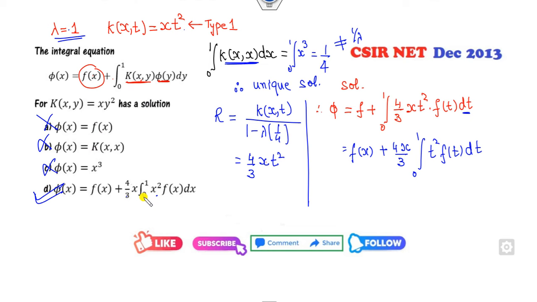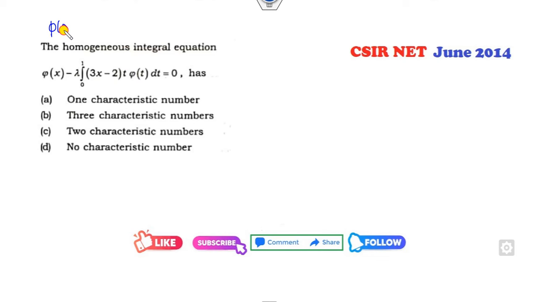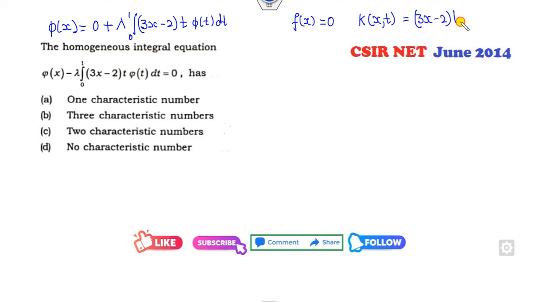Okay, the homogeneous one. Firstly, I can write this in simplified form. It should be phi(x) is 0 plus lambda times the integral of (3x minus 2t) of this. Fine. So what is my f(x)? 0. Kernel K(x, t) is my 3x minus 2t. Now your target is to find the eigenvalue.